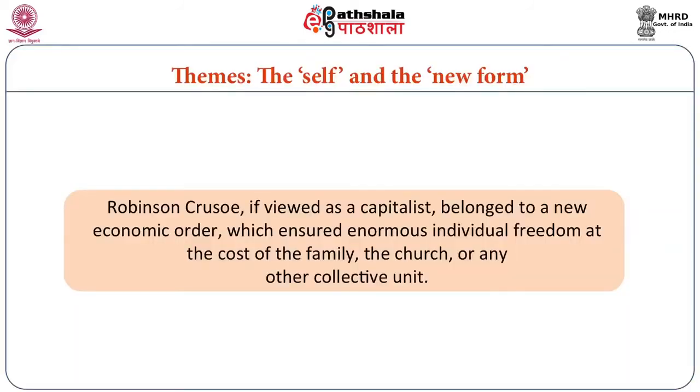Now, Robinson Crusoe, of course, also can be viewed as a capitalist who belonged to a new economic order. And this new economic order is one which prizes individual freedom, both in terms of economics, but also in terms of the freedom of the individual to do what he or she wants rather than what society expects him to do. And all collective units, whether it was a family, the church, or society, was not seen as central. Instead, it was the individual who was seen as central.